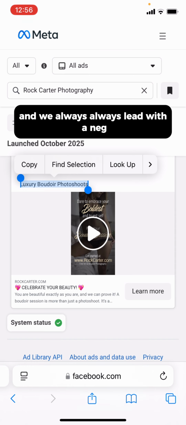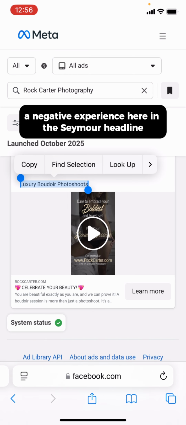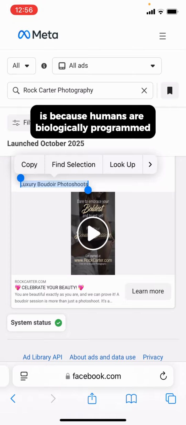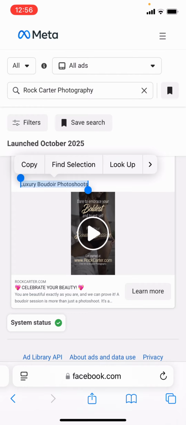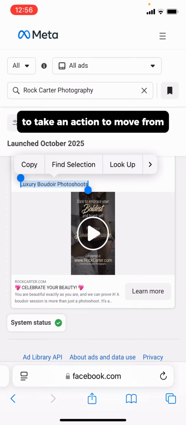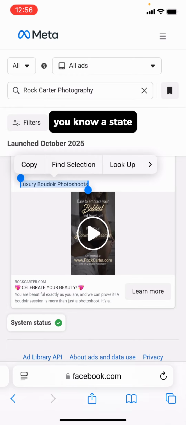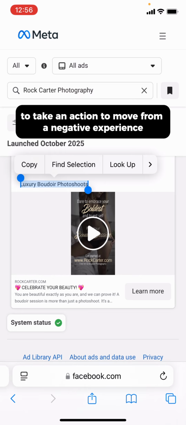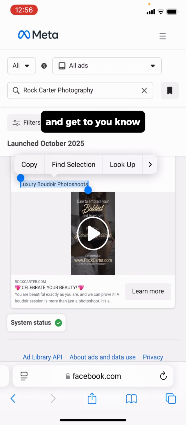And we always lead with a negative experience here in the See More headline, and here's why. The reason is because humans are biologically programmed to take an action to move from a negative experience or a pain and get to a normal, no pain, neutral state, a homeostasis state.